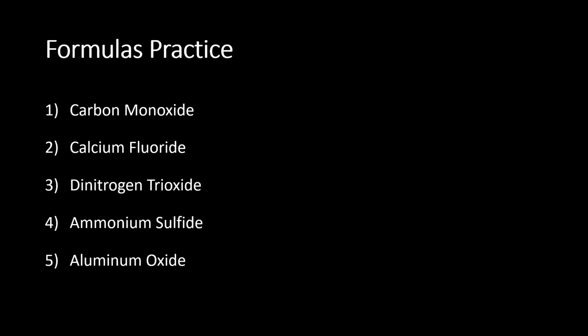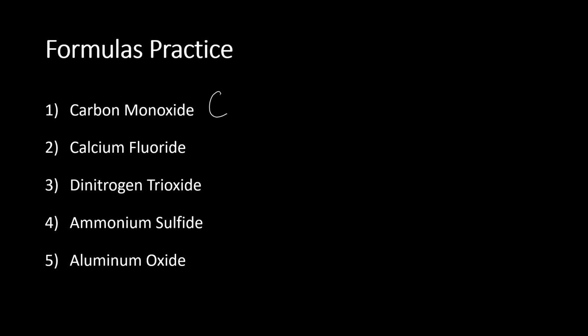So here we see again some examples. The first one says carbon monoxide. The fact that it has that prefix mono tells us that this is a covalent compound. So I'm going to only be looking at my non-metals. If I look at the periodic table, I see that carbon is represented by a C.